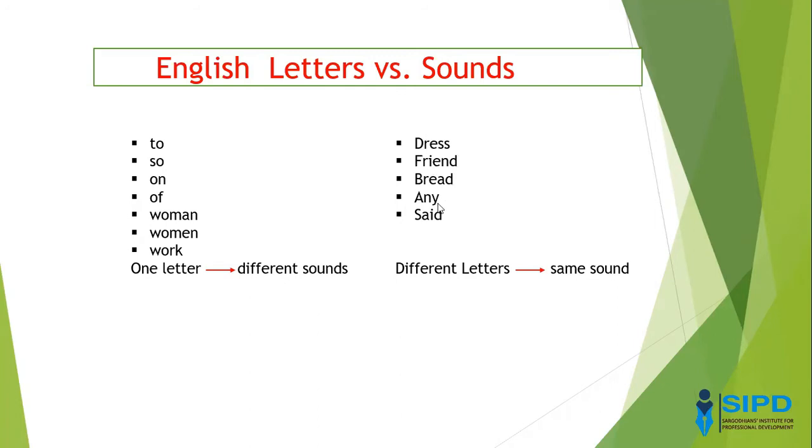The first word is dress. The second is friend. The third is bread. And the fourth one is any. The fifth one is sad. Okay, if I repeat it, I can say dress, friend, bread, any, sad. So there are different letters, but the sound is same, which is a: dress, friend, bread, sad, any. So that a sound is everywhere.